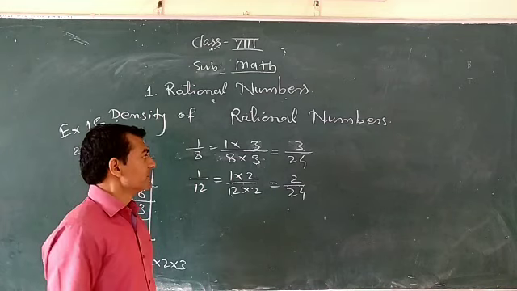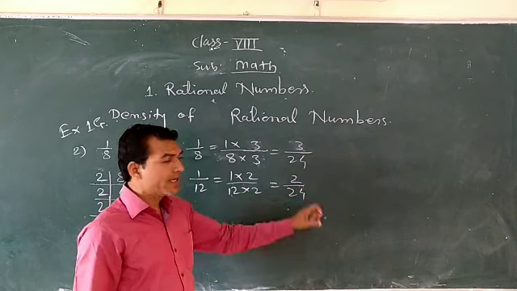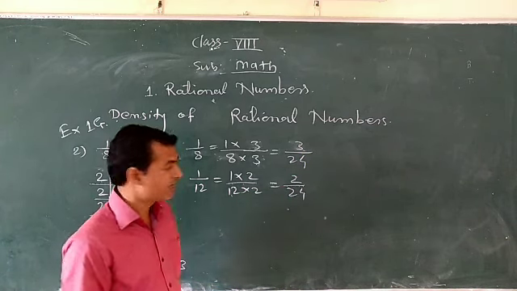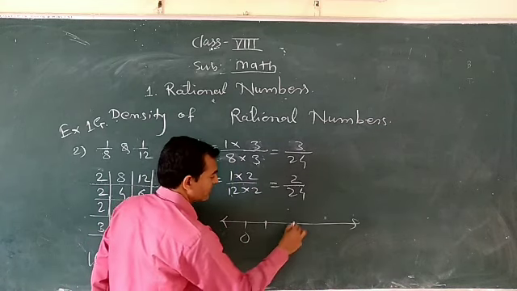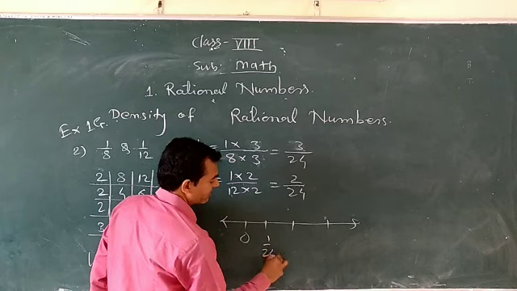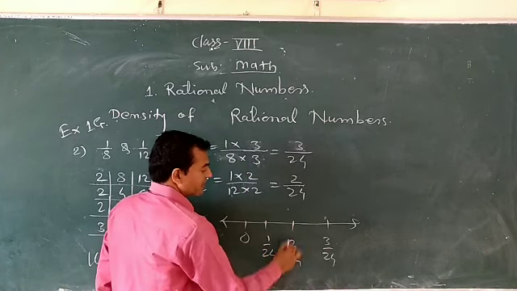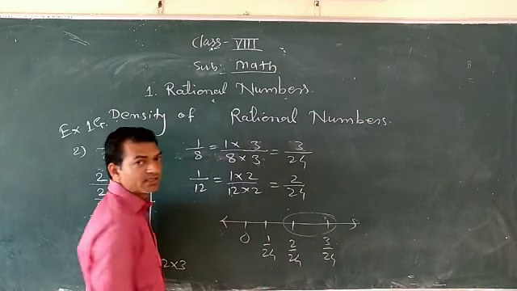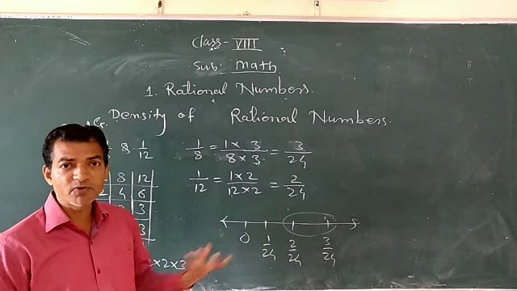Okay. Suppose if you draw the number line, can you get three rational numbers between these two numbers, 2 by 24 and 3 by 24? Suppose you draw the number line like this: suppose this is 0, this is 1, this is 2, this is 3. This is 1 by 24, this is 2 by 24, this is 3 by 24. So can you get three rational numbers between these two, 2 by 24 and 3 by 24? We cannot get it.